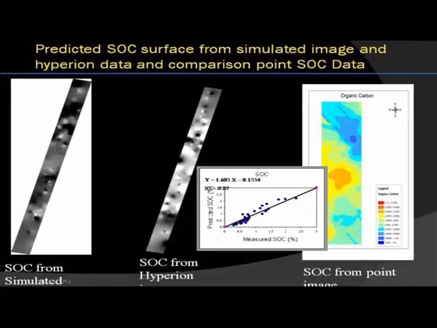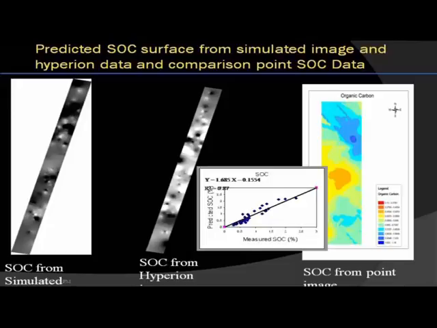From that we predicted the soil organic carbon content. So this is the soil organic carbon content from the simulated image, and the simulated image is taken from the hyperspectral data collected through the field spectrometer at 87 soil sample points. Then the second image you see here is soil organic carbon content from the Hyperion image, which we could get using the prediction equations.